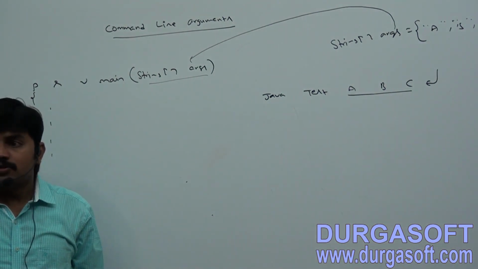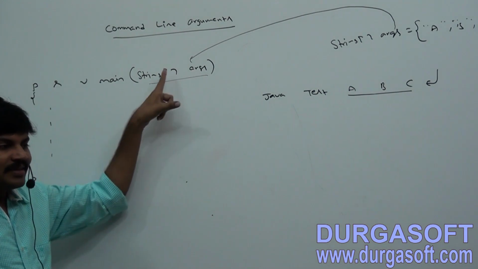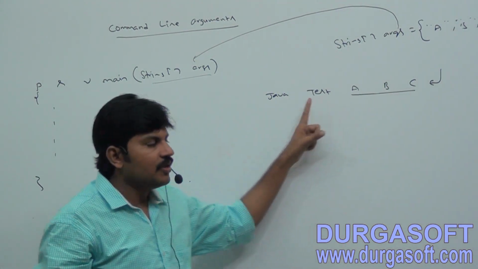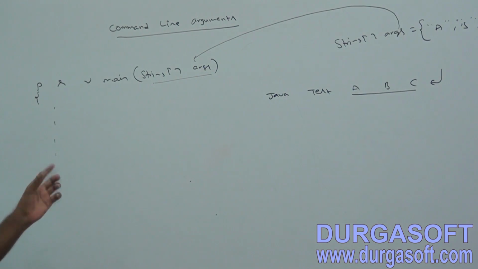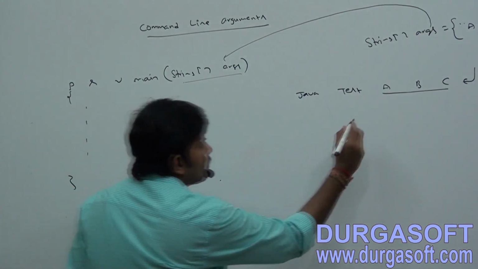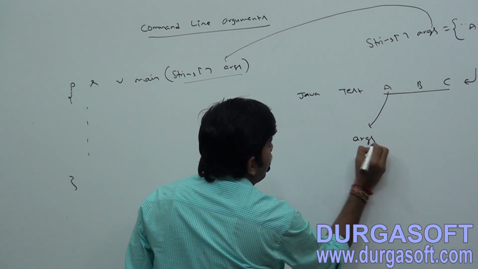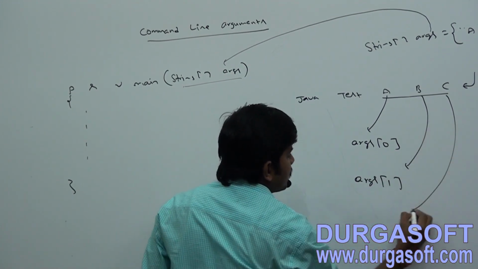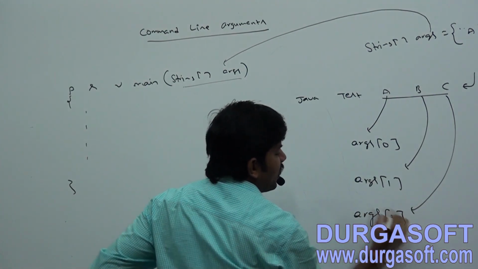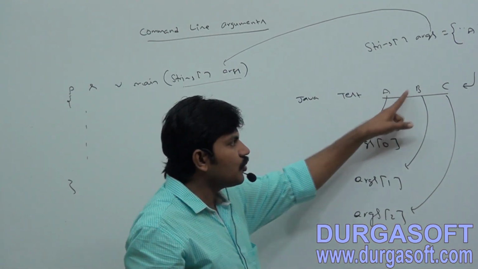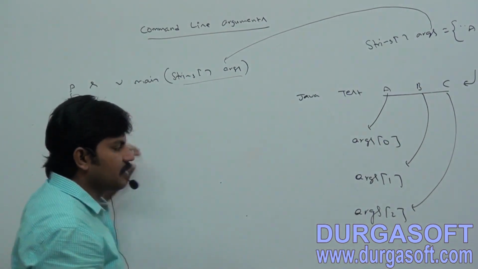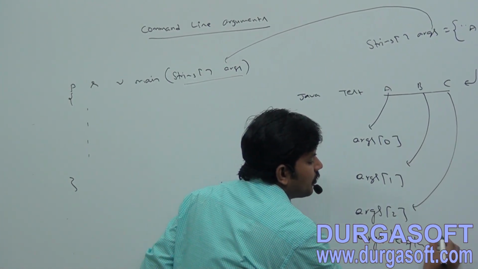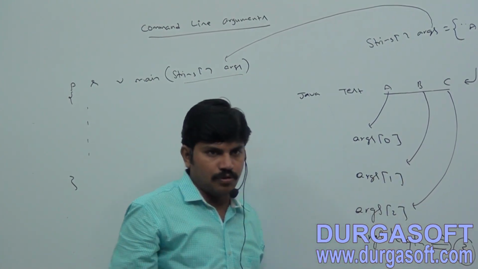Is it clear for all of you? So who is responsible to create this array? JVM. With what values? The values which we are passing from command prompt, right? Now within the main method, how can you differentiate these values? This A will become args of 0. This B will become args of 1. This C will become args of 2. And I want to know the number of command line arguments, right? Now args dot length is nothing but how many command line arguments we passed? 3. I hope you people are aware.